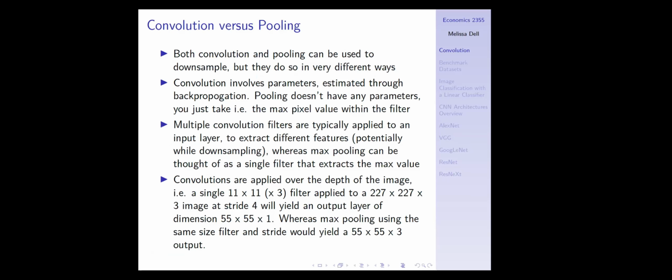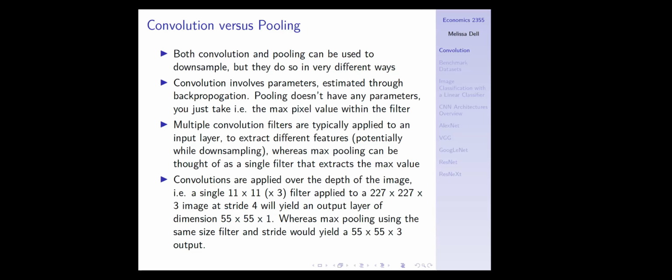Okay, and so just to make sure we understand this, I just want to highlight the difference between convolution and pooling. They both can be used to downsample, but they do so in different ways. Convolution involves parameters, and you estimate those through back propagation. Whereas pooling doesn't have any parameters that you're estimating at all. If it's max pooling, you're just taking the max pixel value within the filter. You don't have parameters that are combining different pixels together. You just take the max. It's just like a rule.